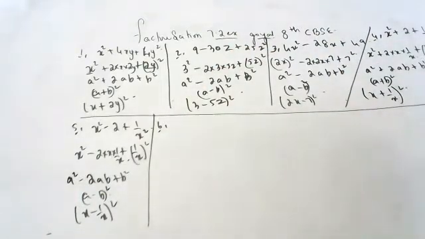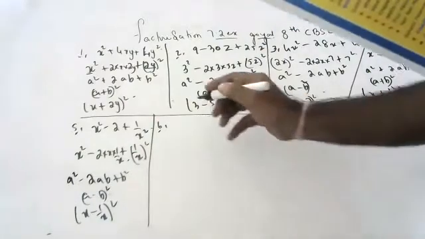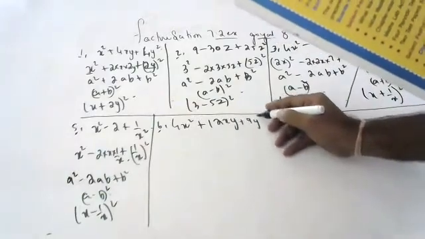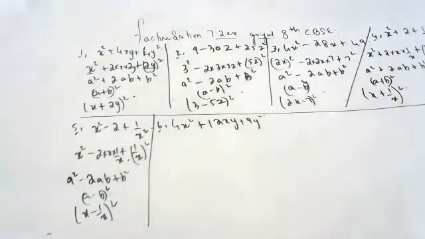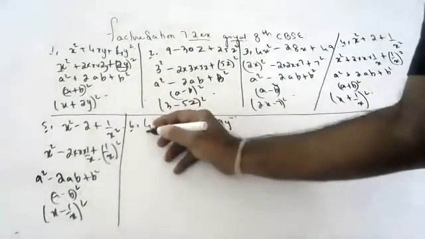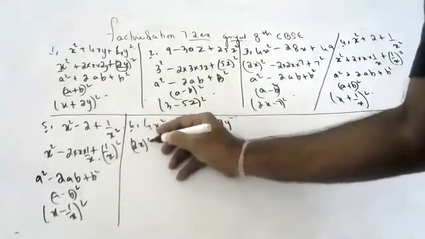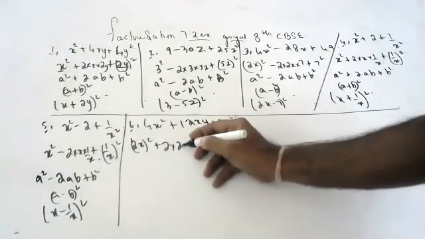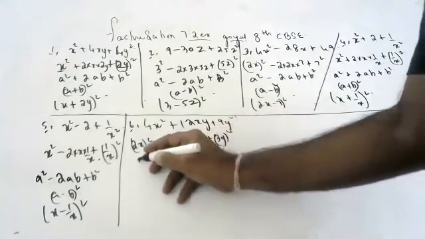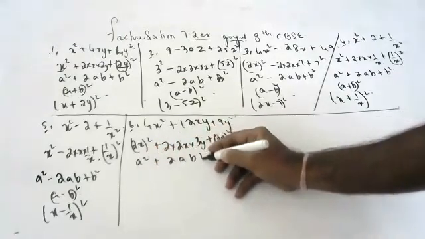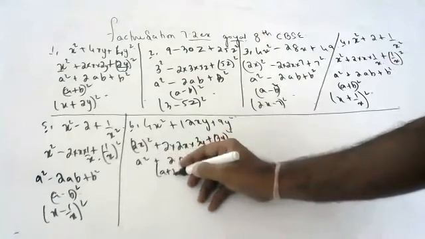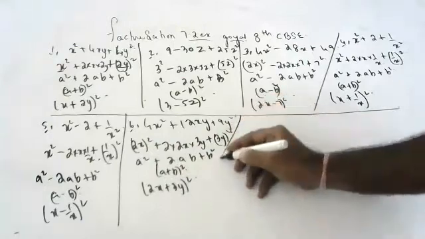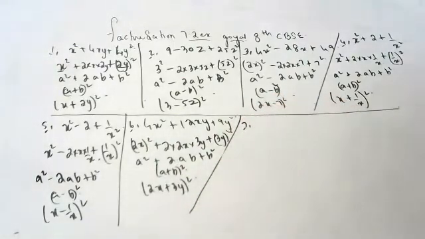Okay, next one. 4x square plus 12xy plus 9y square. Okay, how to do this, children? Anyone? Raghuram, how to do this? Yes, sir. 2x whole square plus 3y whole square, 2 into 2x into 3y. It is in the form of a square plus 2ab plus b square, which is equal to a plus b whole square, and this is equal to 2x plus 3y whole square. Next question.